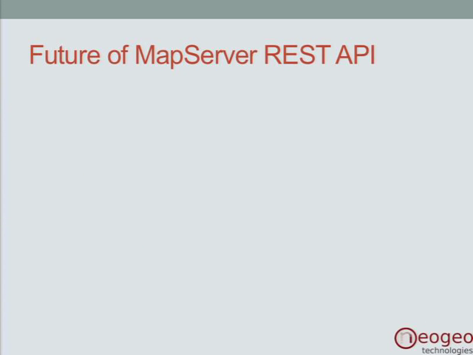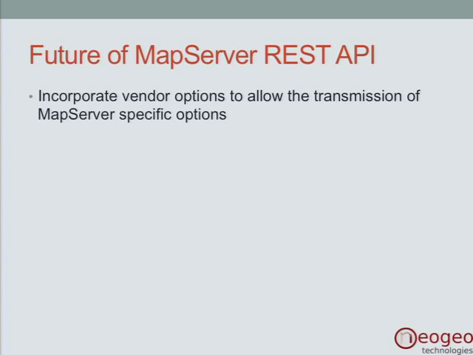What is the future of MapServer REST API? It's quite simple. For the moment, we have stayed very close to a GeoServer model, and we know that to build a good map file, you often need more options to configure your layer clearly. So we want to add vendor-specific options to allow the transmission of MapServer-specific options, and to be able to have better control on the map file.